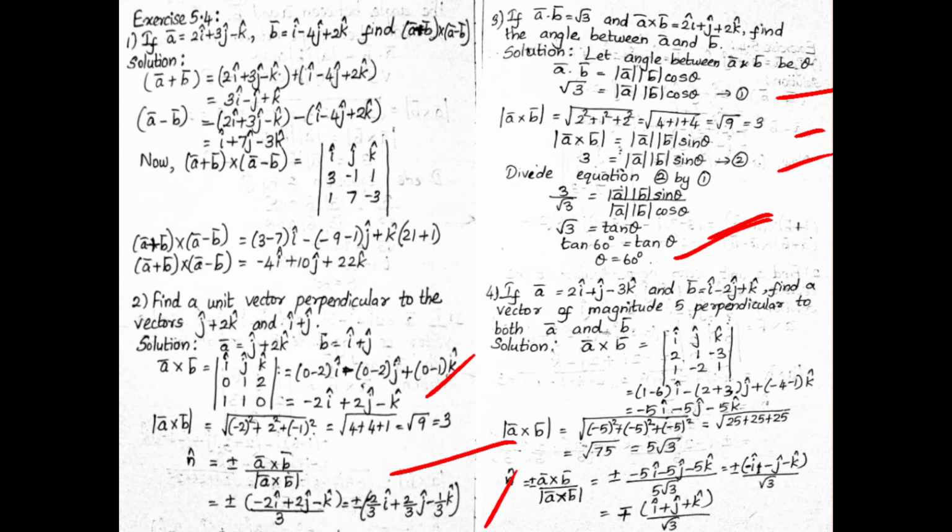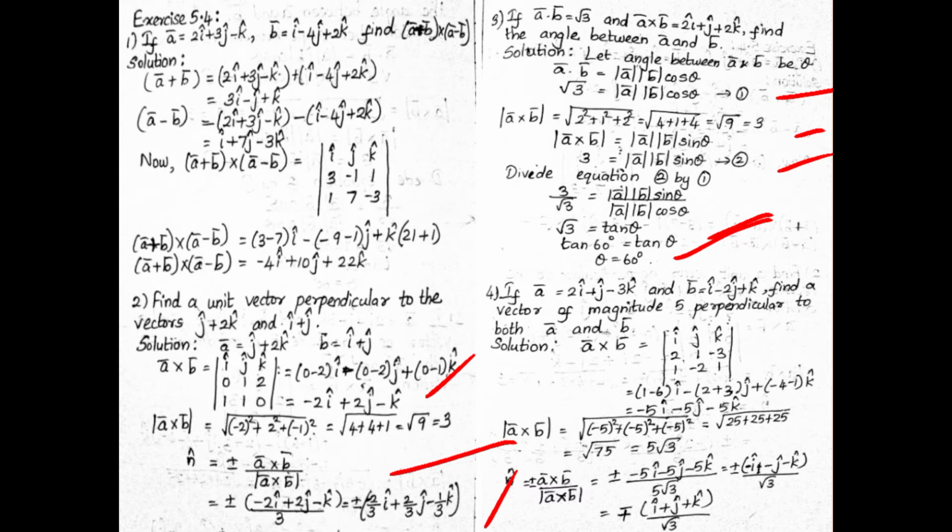Fourth problem. If a vector is equal to 2i plus j minus 3k, b vector is equal to i minus 2j plus k, find a vector of magnitude 5 perpendicular to both a vector and b vector. We have to find a vector which is perpendicular to a vector and b vector and has magnitude 5. Okay, so to find the unit vector, we will find the cross product of a vector and b vector.